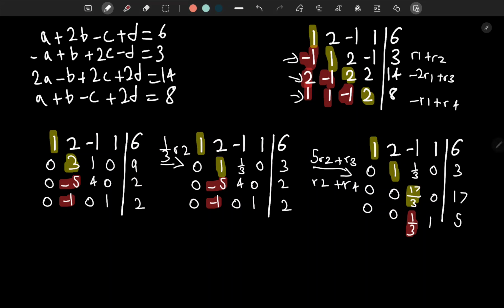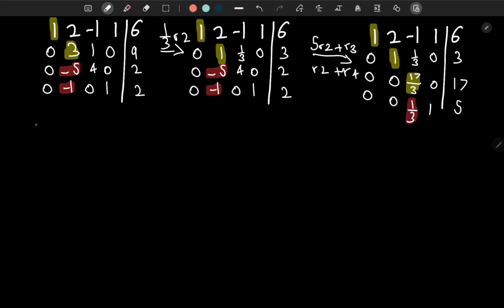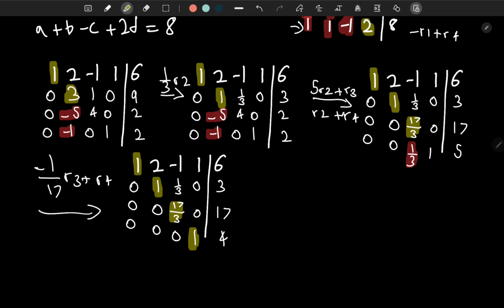I'm going to write it here now, minus 1 over 17 R3 plus R4. Okay, and then you will get the final matrix, as we can see now. So this is the final matrix, and we notice in the third row that we have 17 over 3 x3 is equal to 17. So here we can times the third row by 3 and then divide by 17.